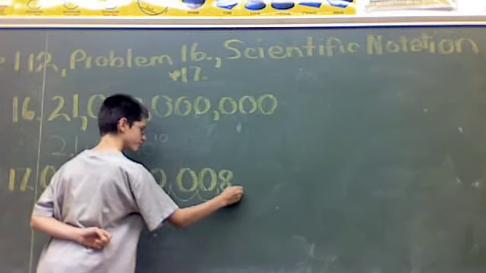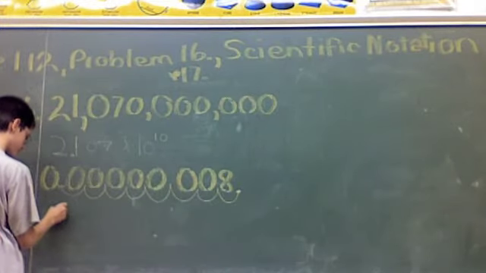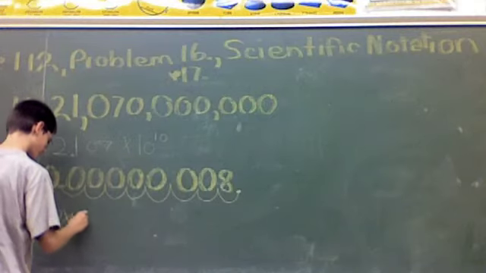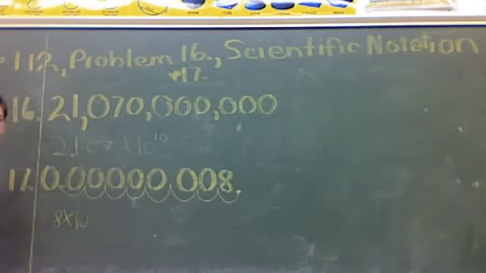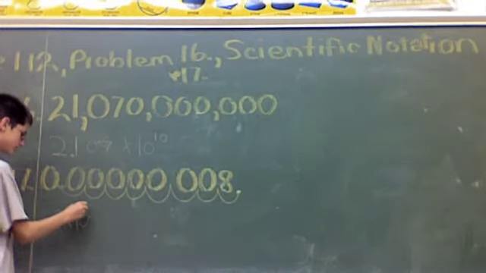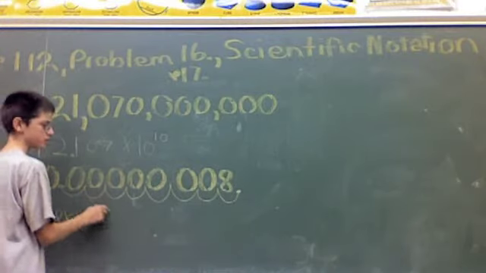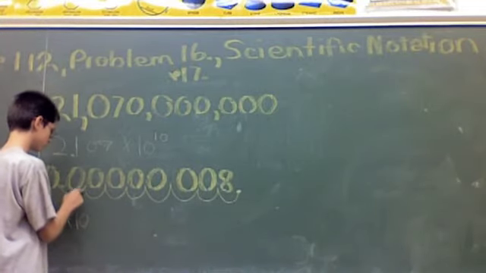The decimal point comes after the 8. If there is nothing after the 8, do we need to show the decimal point? No. Second rule is times 10, and the last rule? Is you have to count how many spaces you move the decimal.